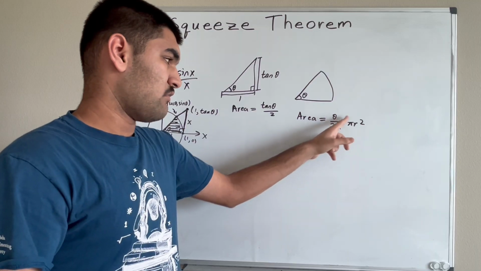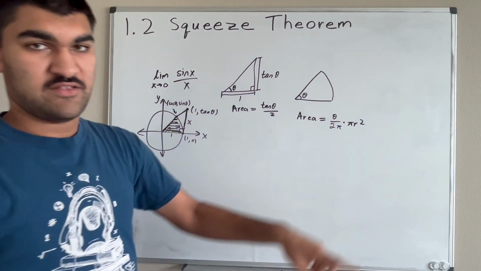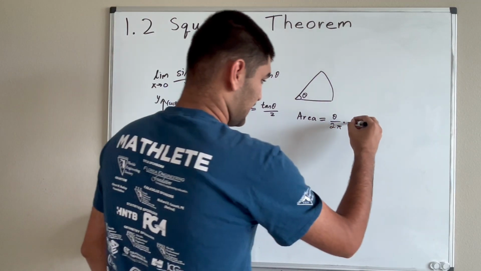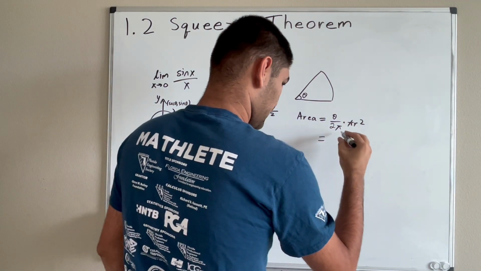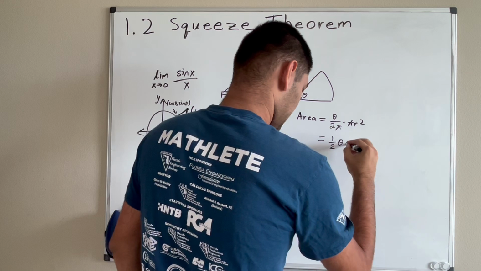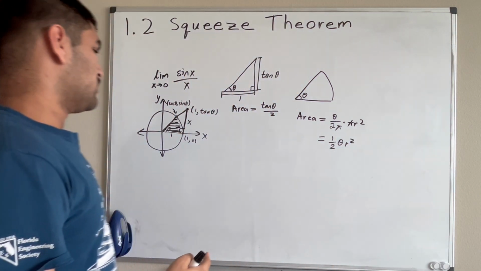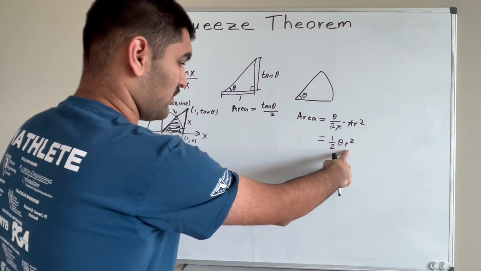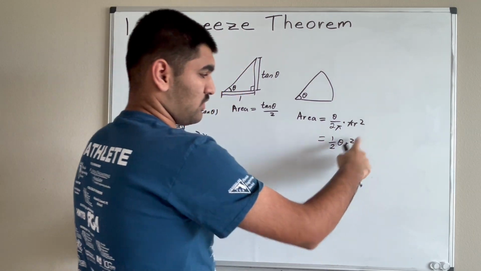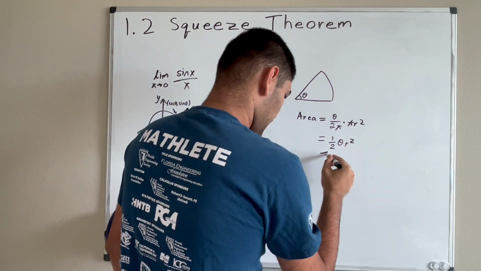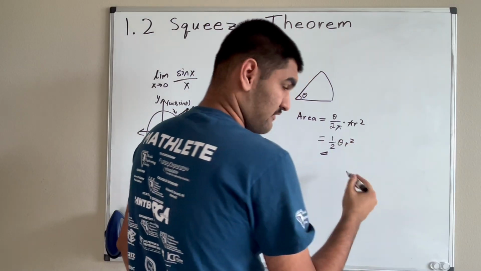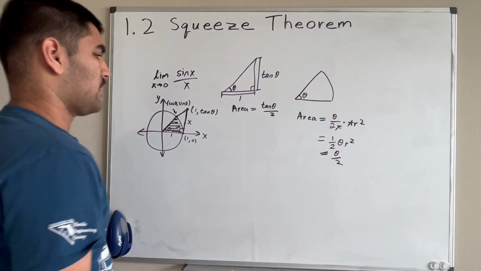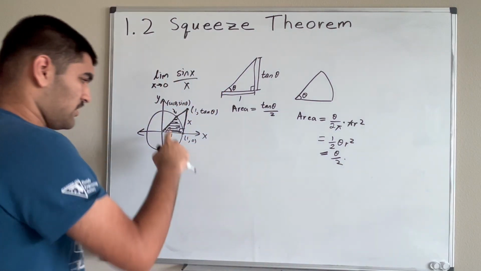So this is like theta radians out of 2 pi total radians in a circle. Okay, so then notice that the pi's can cancel, and so you're just left with 1/2 theta r squared. So our circle is the unit circle, which means that the radius is equal to 1. So then we have 1 squared, which is just 1. Therefore the area of this sector is just 1/2 theta, or theta over 2. Okay? So that's the area of the sector.